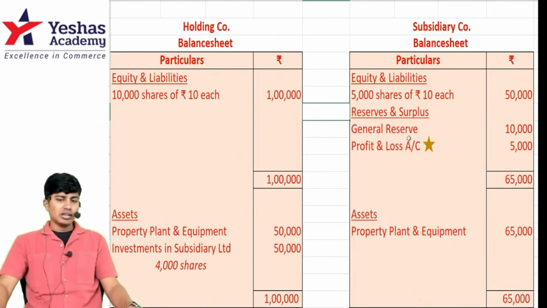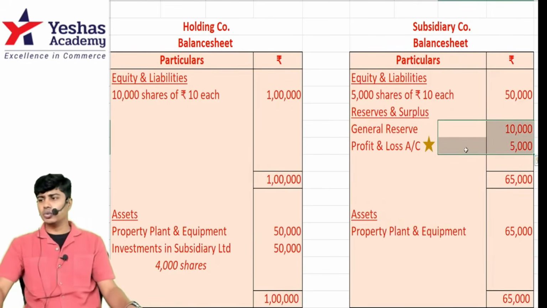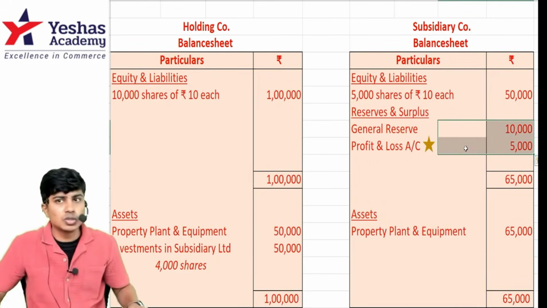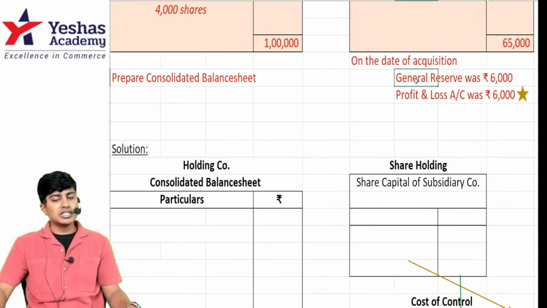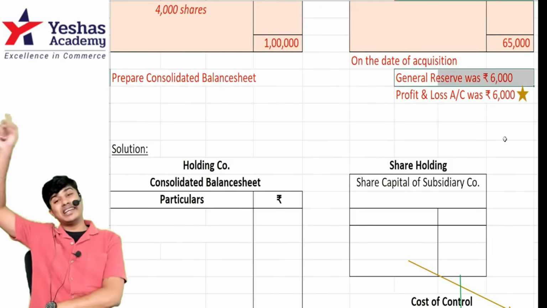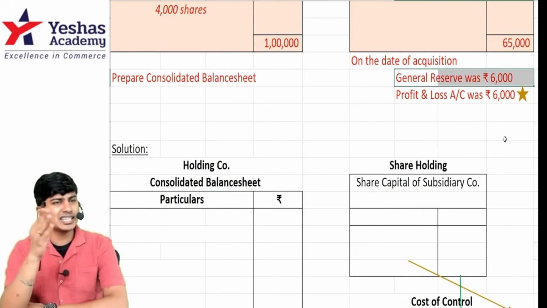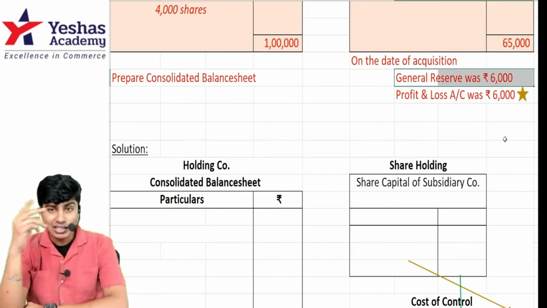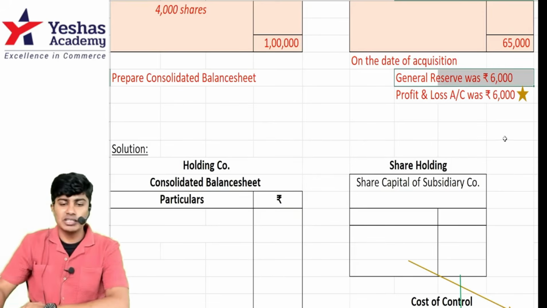Everything looks similar. Reserves are 2, but we've already done one AQ in the past where reserves were. Let me tell you how this question is unique. How much is general reserve? 10. How much is P&L? Now see how much is general reserve on the date of acquisition? 6. At the date of balance sheet it is 10. On the date of acquisition it was 6. 6 is pre. Post is 10 minus 6. 10 minus 6 is very simple.